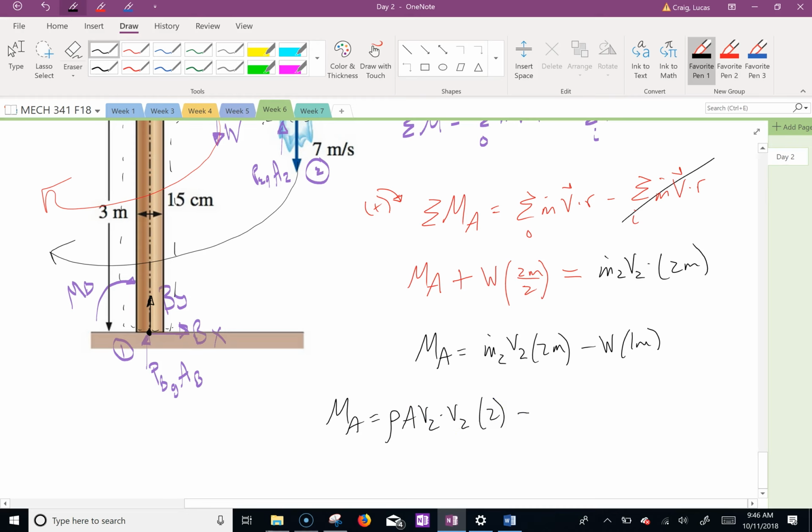M times, oh, that should be, how long is that section? 2 meters? Yeah. Actually, let me put the units in. So it's 15 kilograms per meter, and the whole pipe is 2 meters, times 9.81 meters per second squared, times 1 meter.